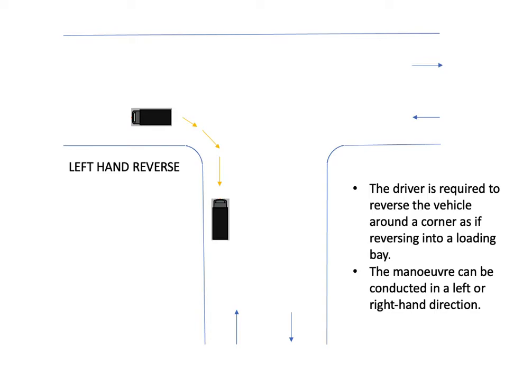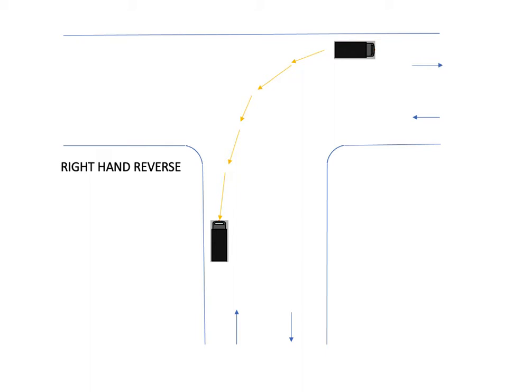This is the left-hand reverse around a corner. The driver is required to reverse the vehicle around a corner as if reversing into a loading bay. The maneuver can be conducted in the left or right-hand direction. There's our right-hand direction from the far side of the road across into the T.